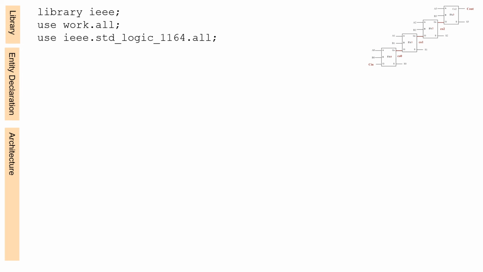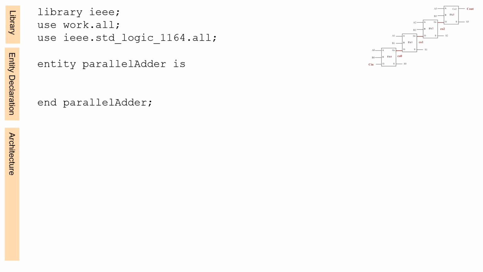So let's start implementing the structural VHDL code for the parallel adder. We'll start with the library declaration. We'll need the 3 lines here. Next, we'll declare the entity that we'll need. We can call it parallel adder. So we'll say entity parallel adder is, and parallel adder.